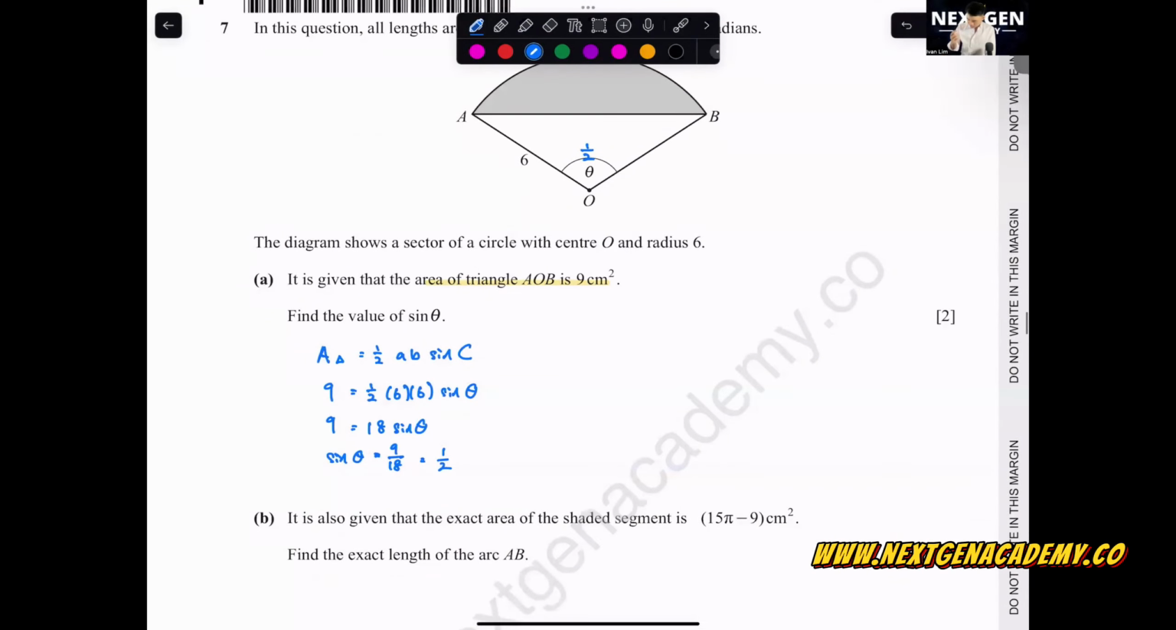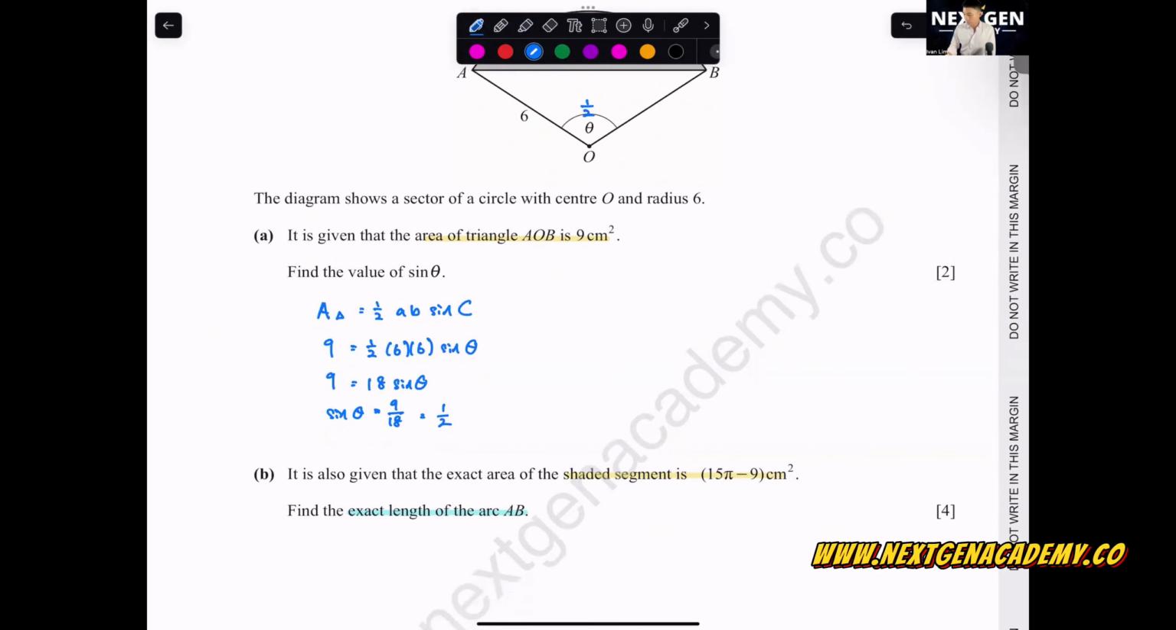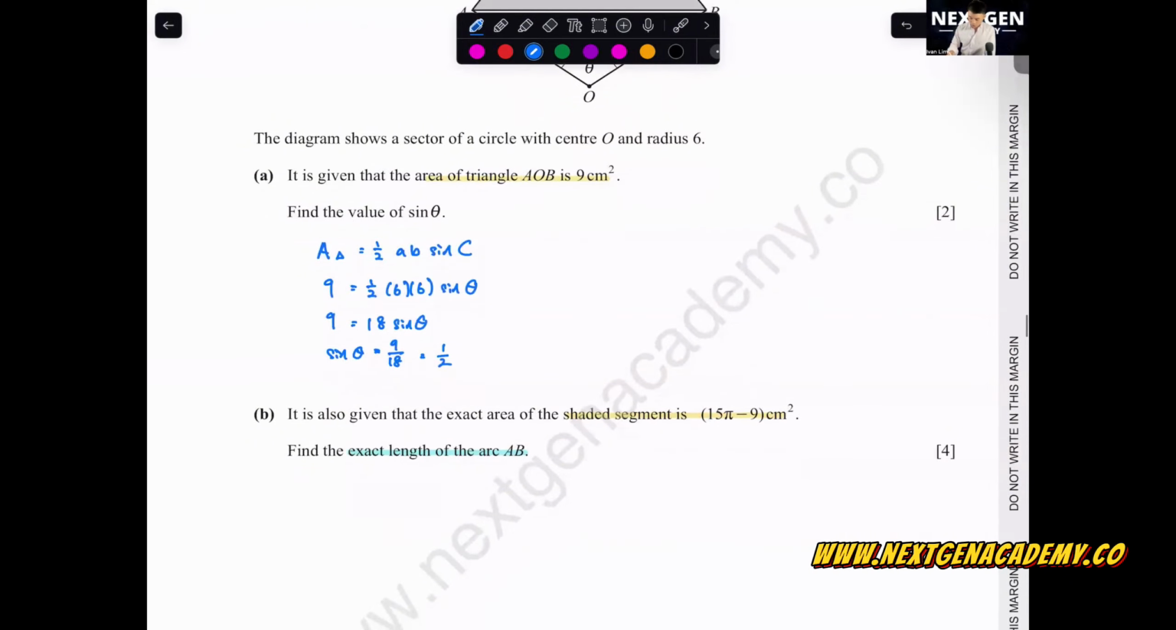Next one. It is also given that the exact area of the shaded segment is 15 pi minus 9. Find the exact length of arc AB. So why did they give us the shaded segment? What are we trying to find here? We got sine theta equals 1 over 2. Let's see what they want to give us here. So how do we find the segment? Segment is the sector minus the triangle. So we can write like this: area of sector minus area of triangle equals area of segment.